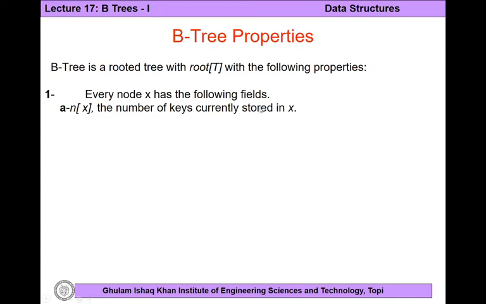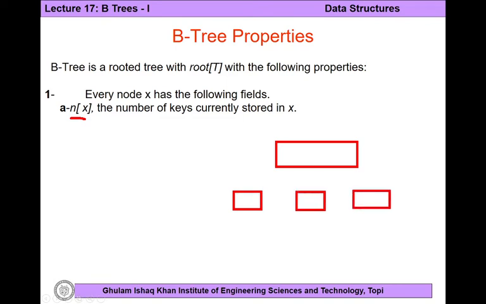So in every node, there is a field called n[x], which shows the total number of keys stored in a node. For example, in a B tree, this node is apparently big, this is a bit smaller, this is a bit smaller. So this node may contain x, y, z, t, for example, these keys. Now if you see here, 1, 2, 3, 4, since this node has 4 keys, then it will have 4 plus 1, 5 children, right?